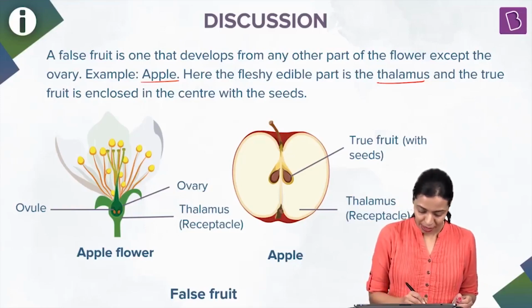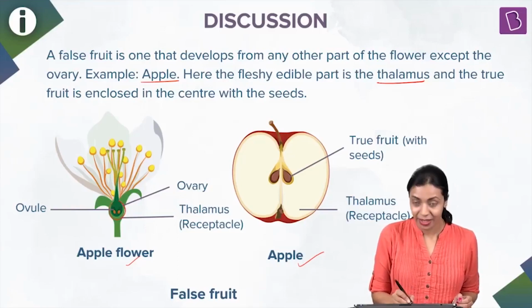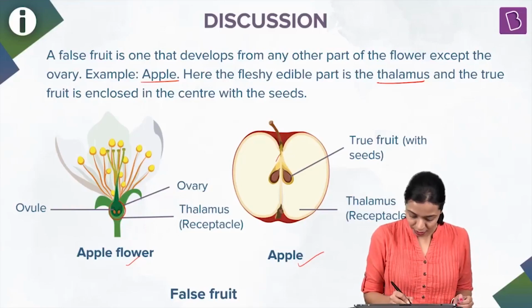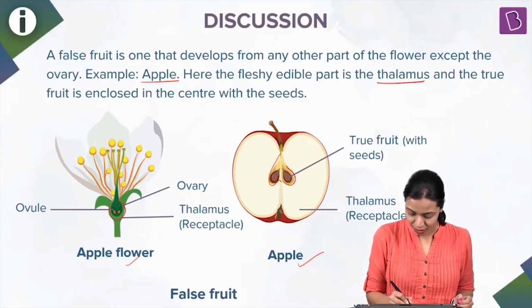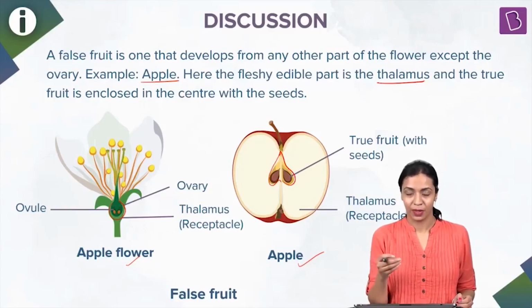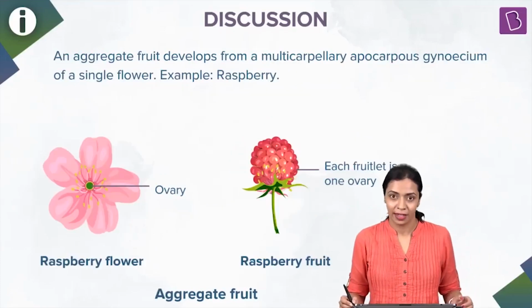Here's a picture of the apple flower and the apple fruit. So here you can see that the thalamus covers the ovary, and in the fruit it has become fleshy. The actual ovary in the apple fruit is the part that we throw away after eating the apple. So it's the core of the apple within which the seeds are embedded. Okay. So the third option was aggregate fruit.